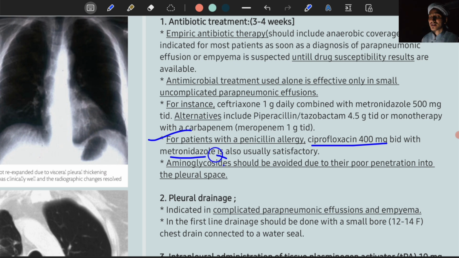You should not use aminoglycosides in parapneumonic effusion or empyema, because they have very poor penetration into the pleural cavity. The second thing you will do is pleural drainage. When uncomplicated and small, you shouldn't drain. Complicated parapneumonic effusion and empyema, you should have drainage along with antibiotics. So you should drain with a small bore 12 to 14 French chest drain, which is connected to a water seal.